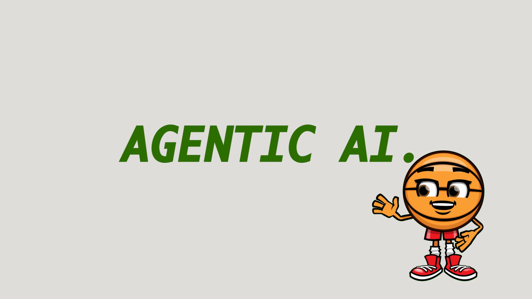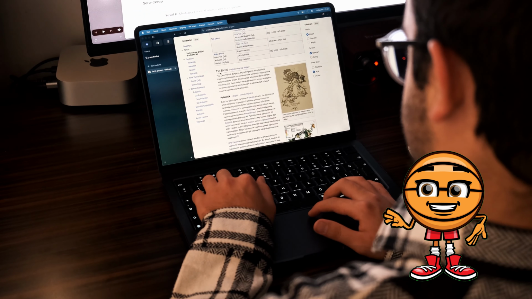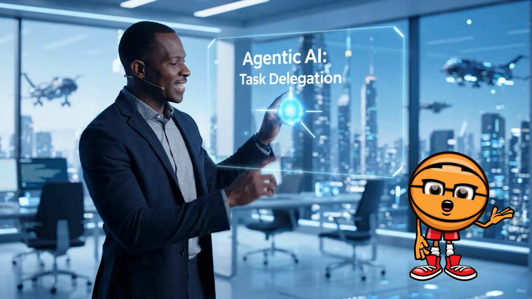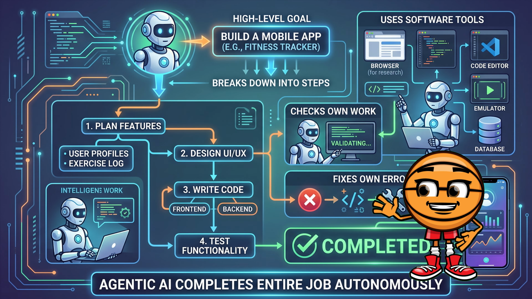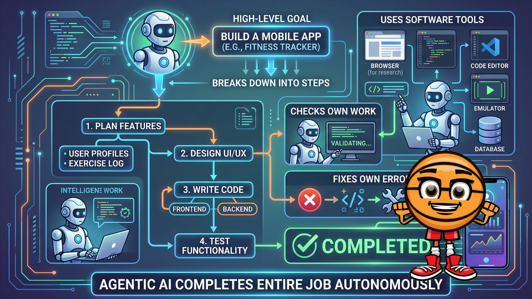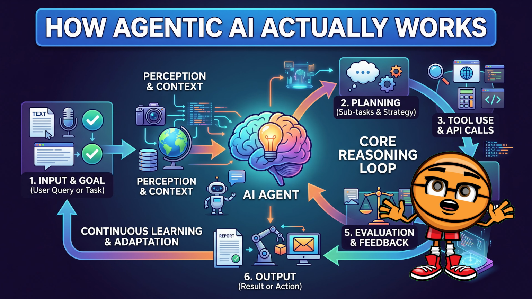Enter Agentic AI. Instead of just generating text, Agentic AI receives a high-level goal, breaks it down into steps, uses software tools, checks its own work, fixes its own errors, and finishes the entire job completely on its own. In this video, we're breaking down how Agentic AI actually works under the hood.